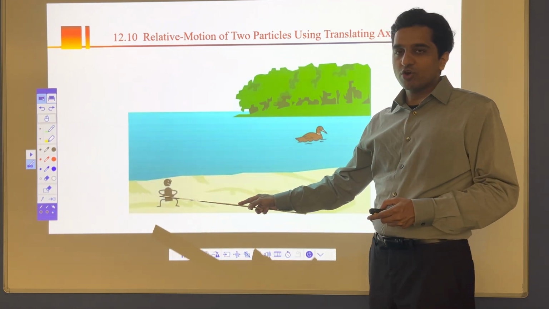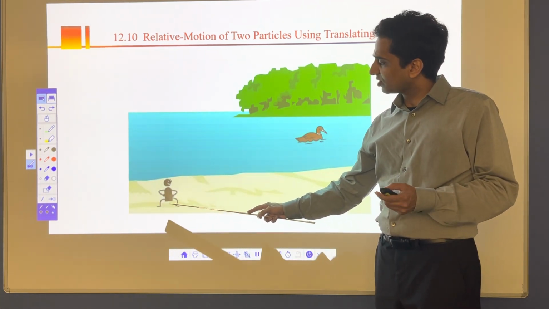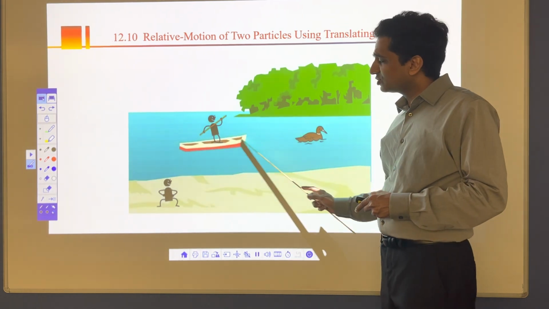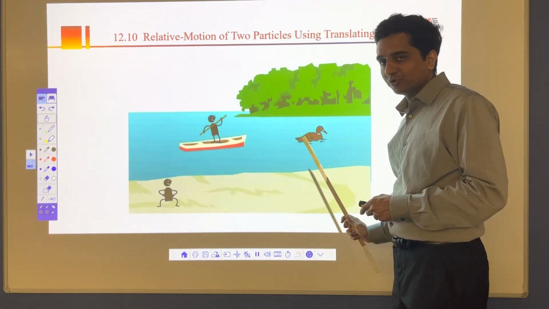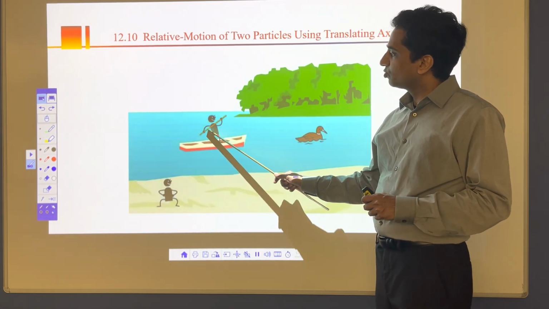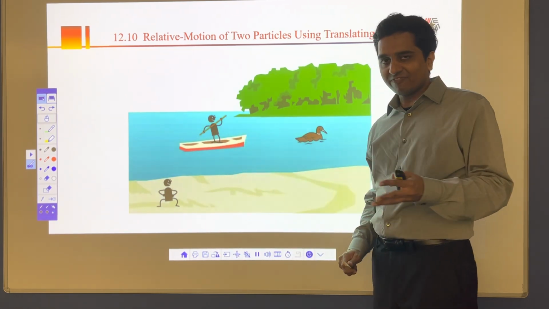You are stationary, you are not moving at all. And then there is your friend. He's also moving in the same direction as the duck is moving. He has a velocity of, let's say, 1 meter per second, while the duck is moving with half a meter per second.